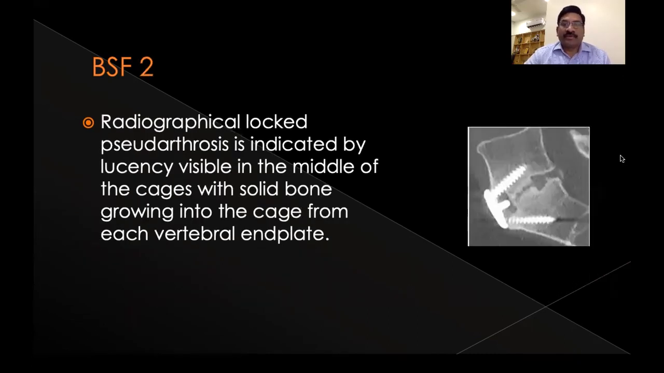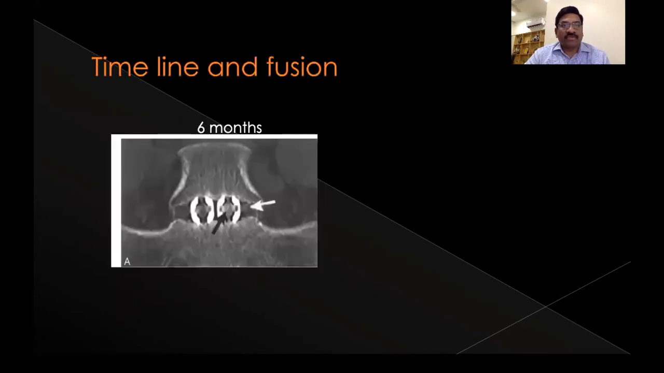BSF 2 is the one which we are talking about. There is a lucency inside the cage and there is a bone fusion around that area. These are popularly known as locked pseudoarthrosis.